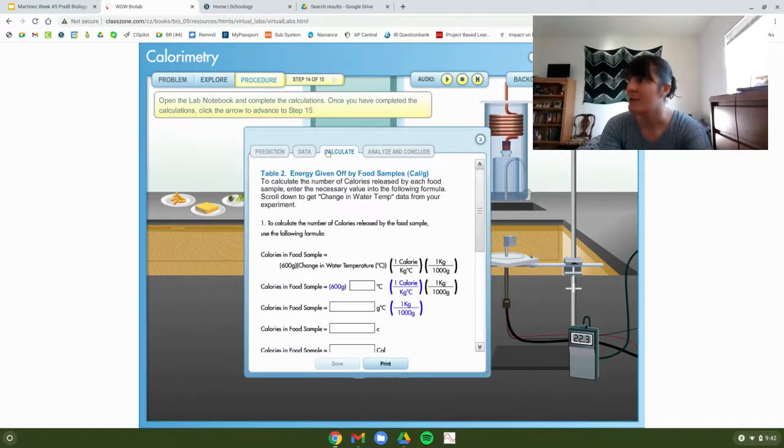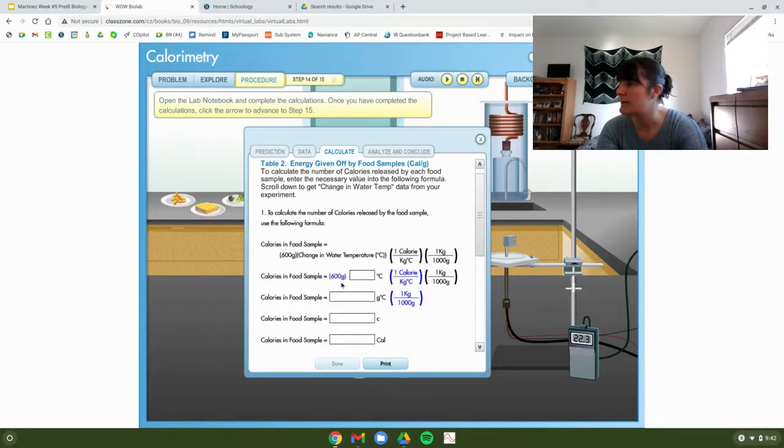Okay, so let's go over to our calculate section. It says to calculate the number of calories released by each food sample, enter the necessary value into the following formula. Scroll down to get your change in water temp data from your experiment. Here we go. So it looks like our overall equation is this: 600 grams times the change in water temperature times 1 calorie per kilogram centigrade times 1 kilogram per 100 grams. So our first space here is change in water temperature.